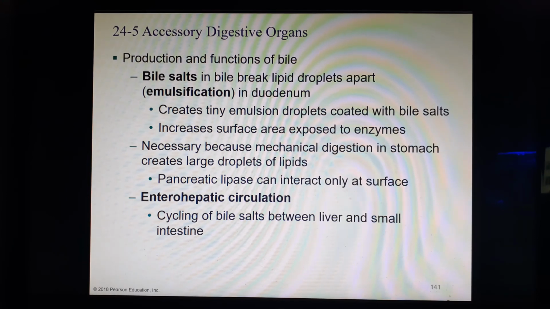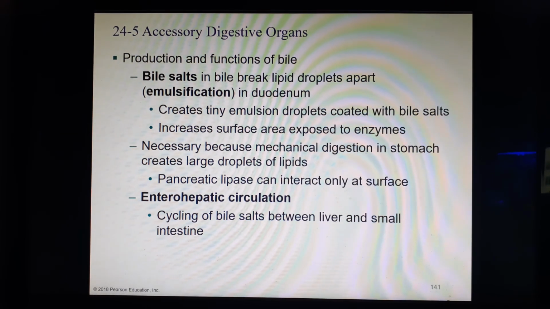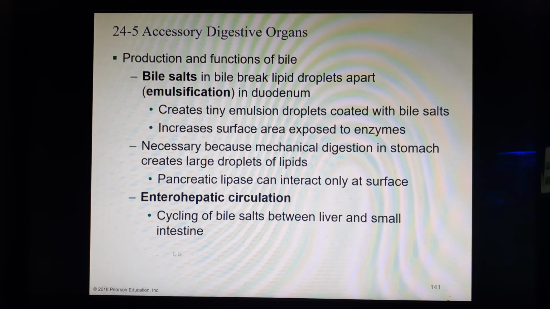So, production and functions of bile. Bile salts are used to break up large fat droplets in a process called emulsification, which makes them small enough to be absorbed into lacteals. It increases the surface area exposed to enzymes. It's necessary because all the mechanical digestion in the stomach only leaves large drops of lipids, and enzymes can only work on the surface of the droplets. So we need to make the droplets as small as possible so that the enzymes can get to them and break off the individual fatty acids. Enterohepatic circulation is taking the bile salts between the liver and the small intestine.